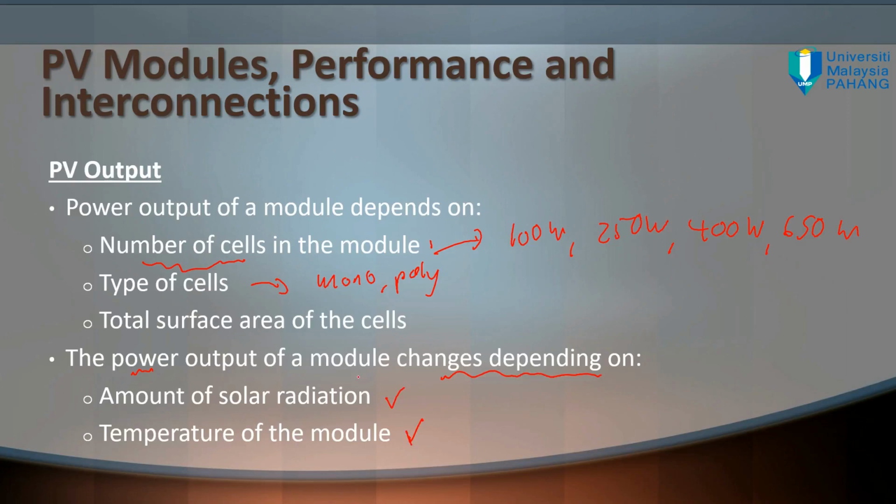Solar radiation is our friend lah. It's our ally. But the temperature is actually not our ally. It's our enemy. Not the enemy lah. I mean, the negative factor to the performance of the solar module is temperature. Okay, it's actually the temperature.